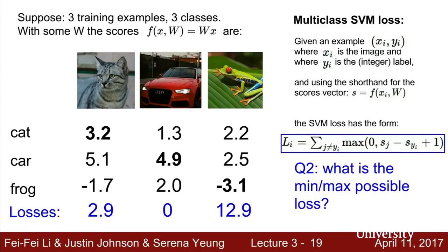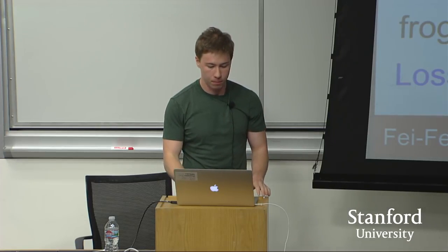The next question: what's the min and max possible loss for SVM? Well, I hear some murmurs. The minimum loss is 0, because if across all the classes our correct score was much larger, then we'll incur 0 loss across all the classes. And if you think back to the hinge loss plot we had, if the correct score goes very, very negative, then we could potentially incur infinite loss. So the min is 0 and the max is infinity.